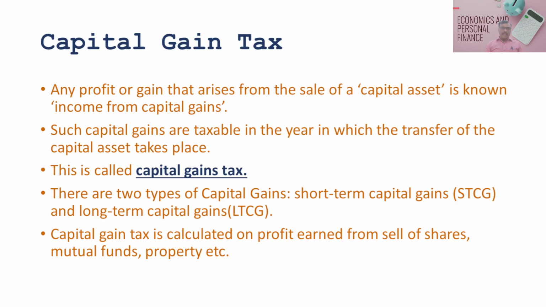There are two kinds of capital gain tax: short-term capital gain tax and long-term capital gain tax. The tax is calculated based on the profits you make when you sell things like shares, mutual funds, and property. Basically, an antique seller also comes under this.